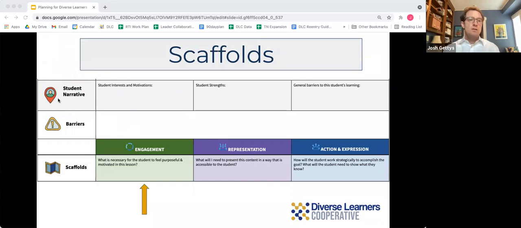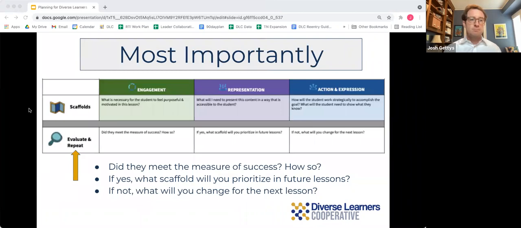To identify which scaffolds, we've created three buckets: engagement, representation, and action and expression. For each of those three buckets, you identify the specific barrier. Again, I would say a maximum of one scaffold in each area. Maybe you only do two. Again, we're trying to get great at fewer things.